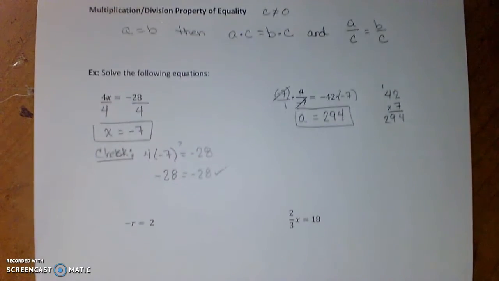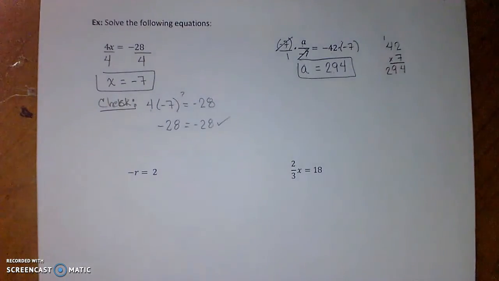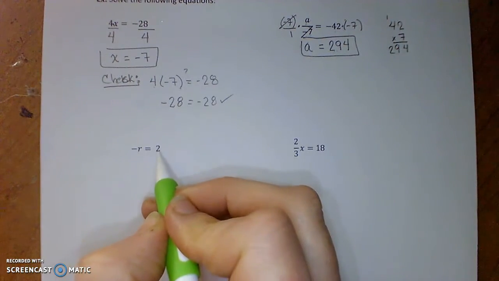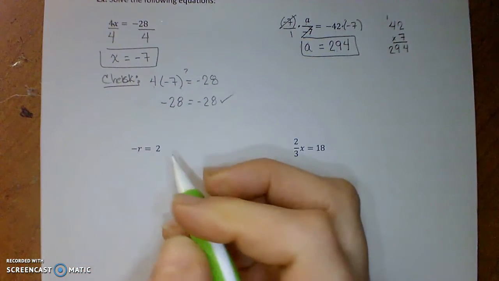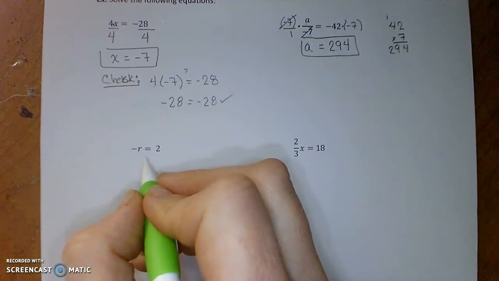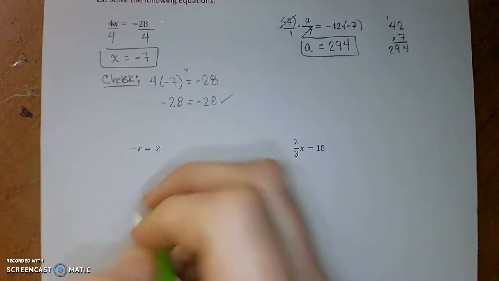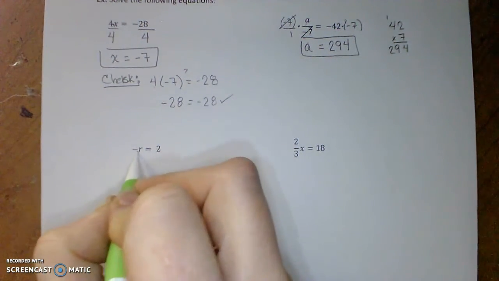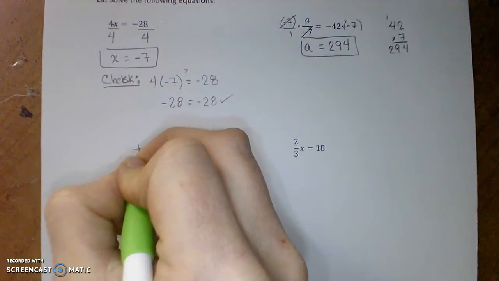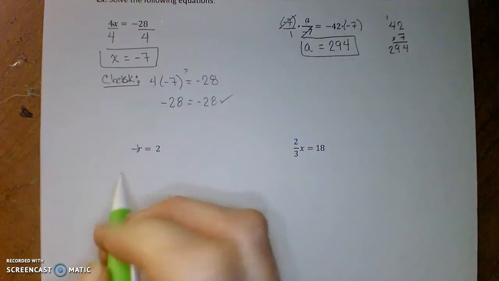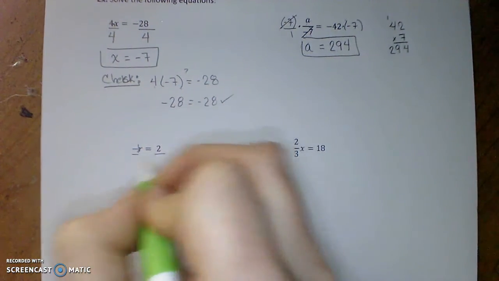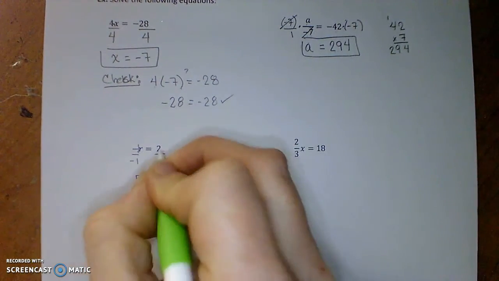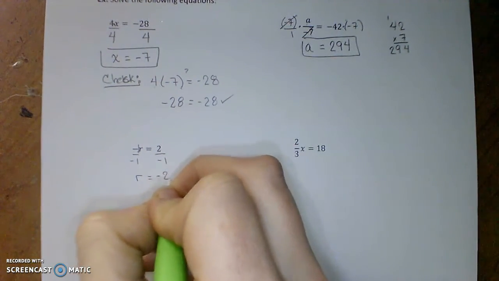All right, the next one is one that typically confuses us, but is really easy. Negative r equals 2. What does r equal then? There's a couple ways to think about this, and I'll just go through them. One is to say that this is not just negative r, but negative 1 times r. So you can think about dividing both sides by negative 1, and you get r equals 2 divided by negative 1, which is negative 2.